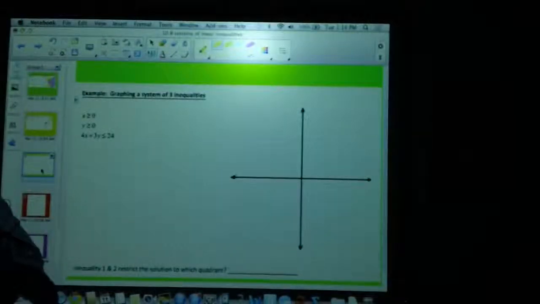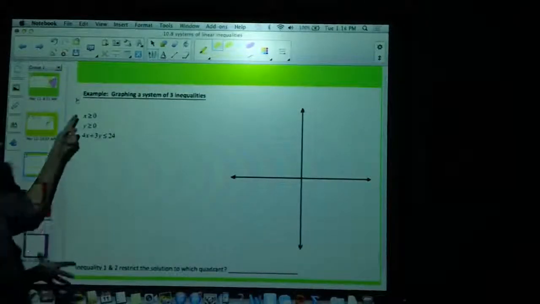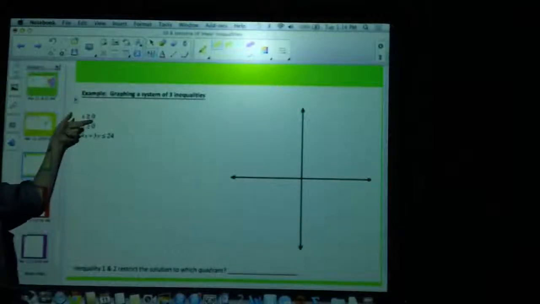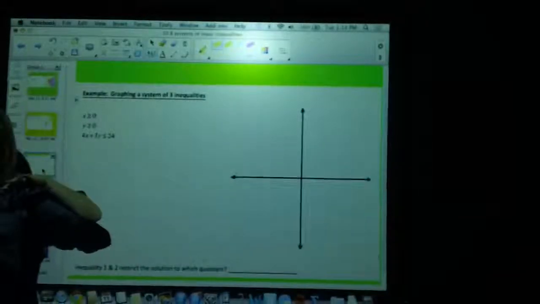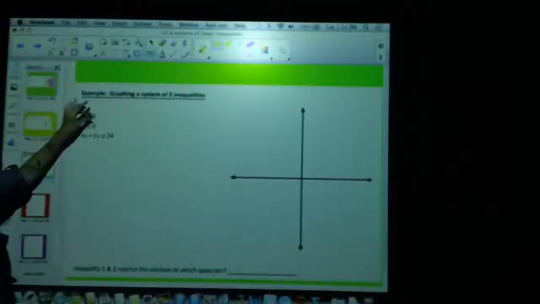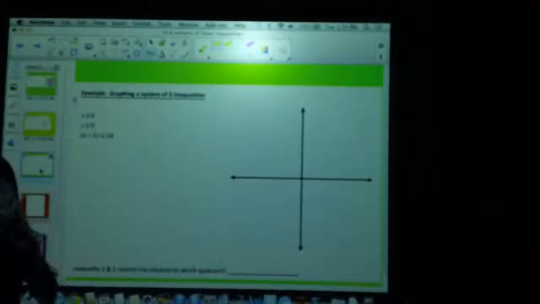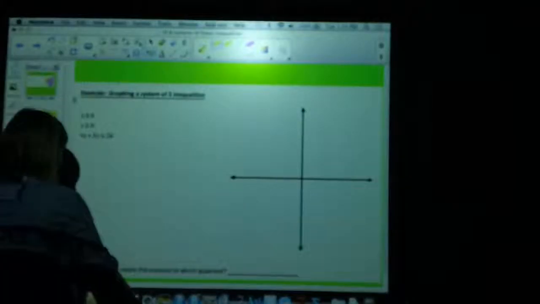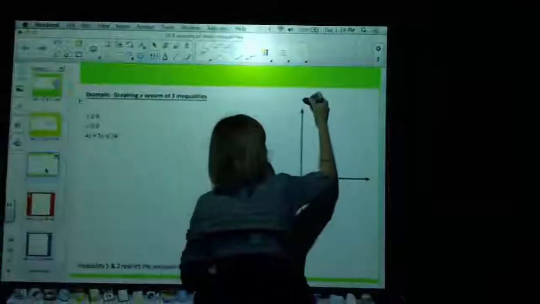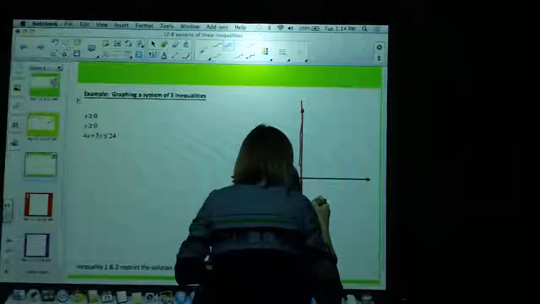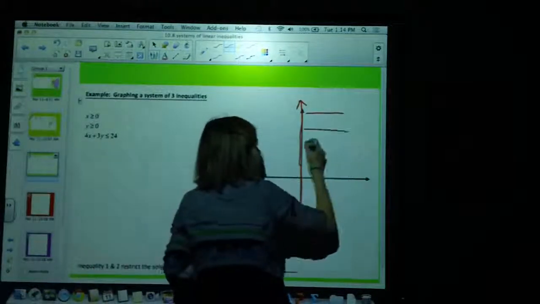The only way I can make this harder, guys, is if I give you 3 inequalities. Be very careful with 3 inequalities. Look at these first 2 inequalities. Those are those special lines we keep talking about. Sophie, what kind of line is x is greater than 0? A vertical line. So I know that one of my lines, x is greater than 0, is a vertical line going down the axis. And greater than that would be everything in this region over here.